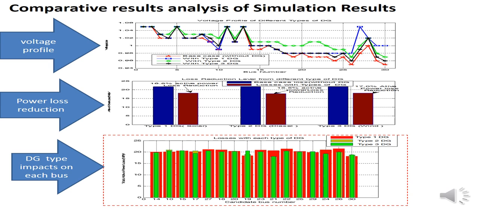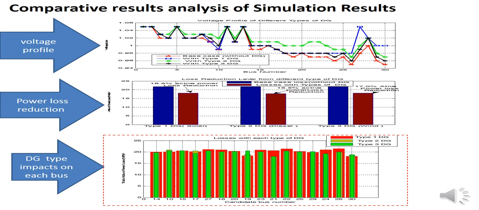In power loss reduction, here is the base case for type 1, base case for type 2, base case for type 3 power loss. When DG is placed in each case for each type of DG in the network, here is the reduction for type 1, reduction for type 2, reduction for type 3. But in all, comparatively, we can see that type 1 and type 2 have a greater power loss reduction compared to that of type 3.